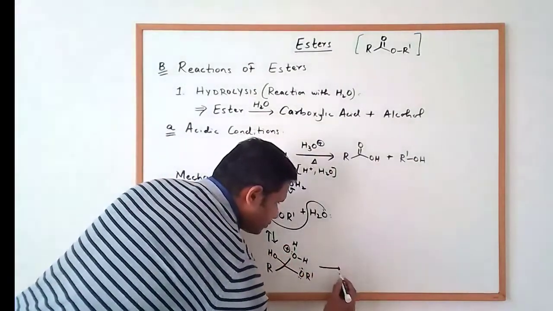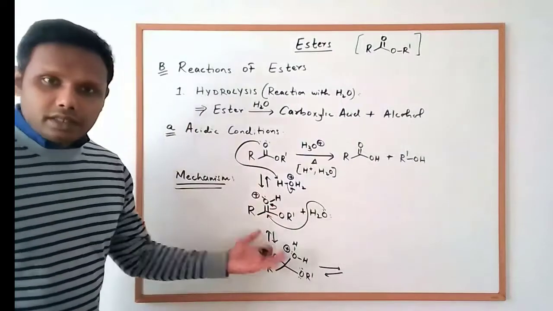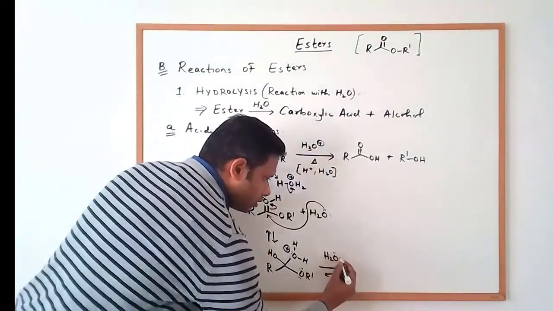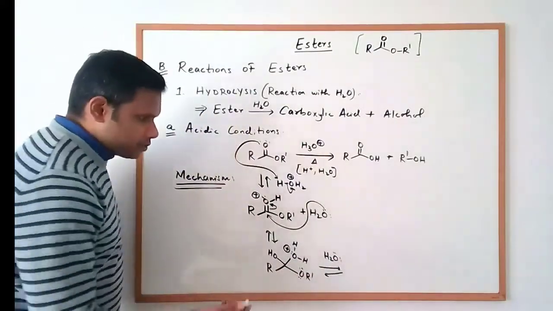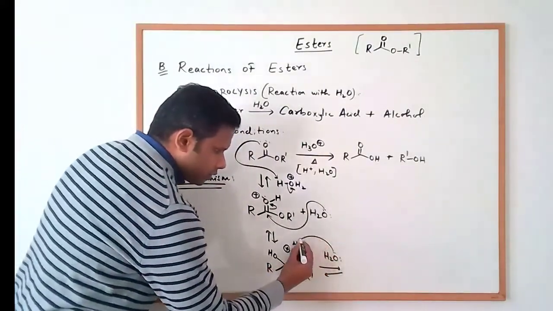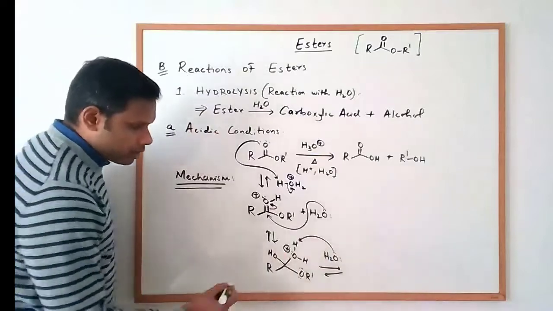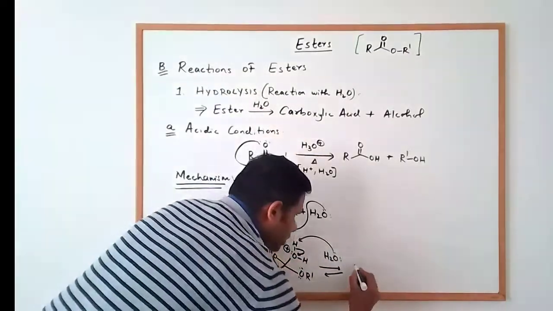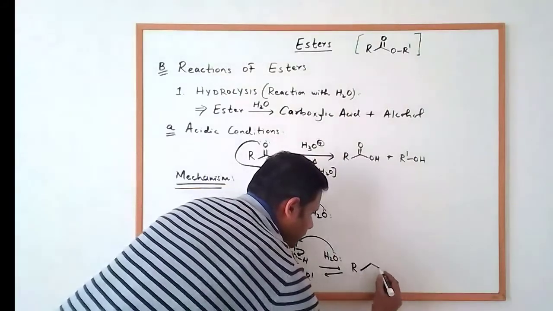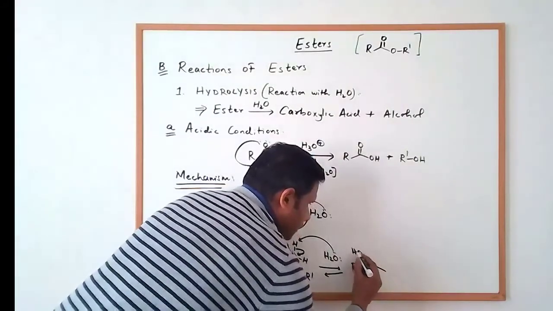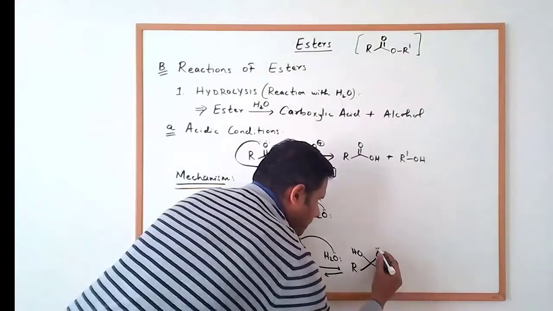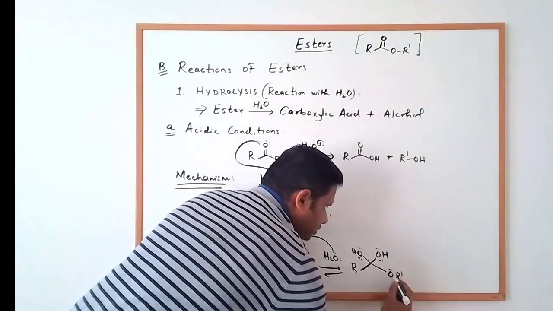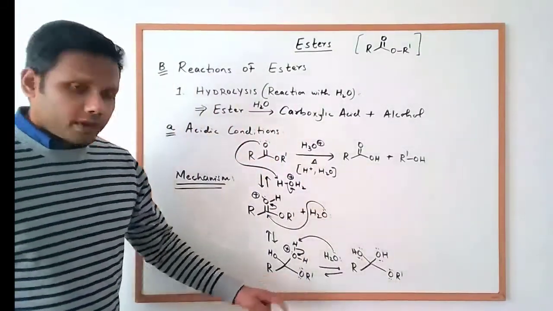So again, under these reaction conditions, water would be the most ideal base that's present here. So another molecule of water can deprotonate that hydrogen. So electrons go to that oxygen and we get a molecule where there are two hydroxyl groups connected to it, and then the OR prime.